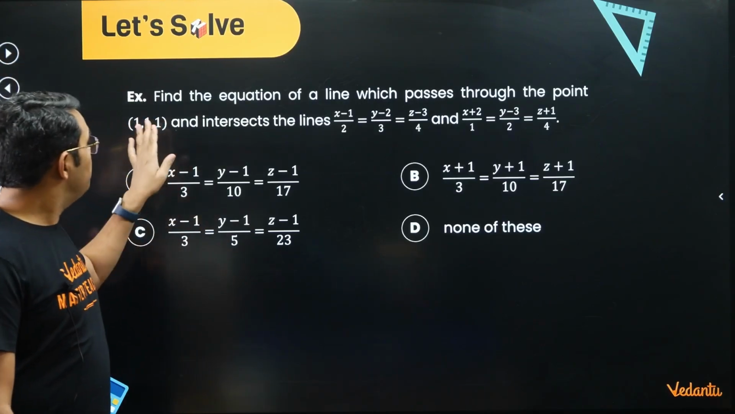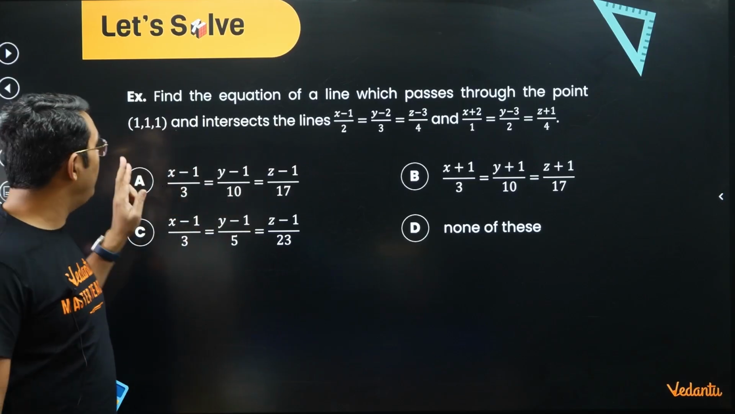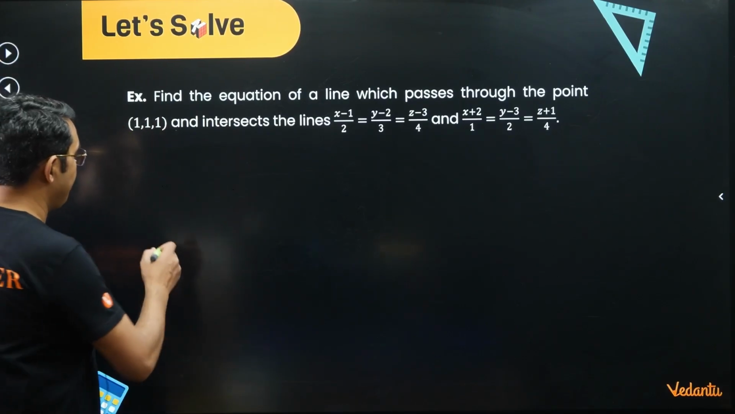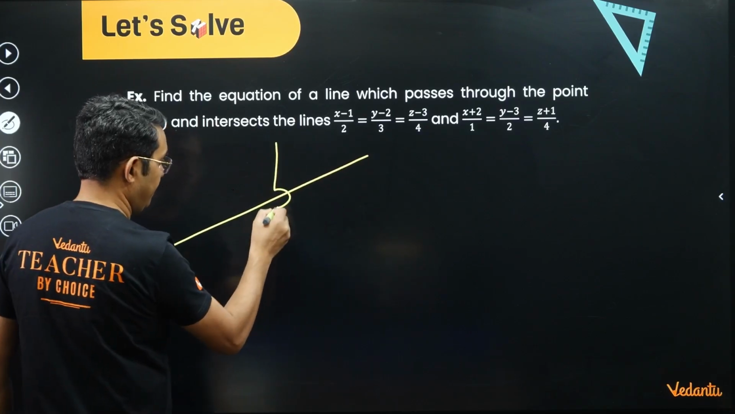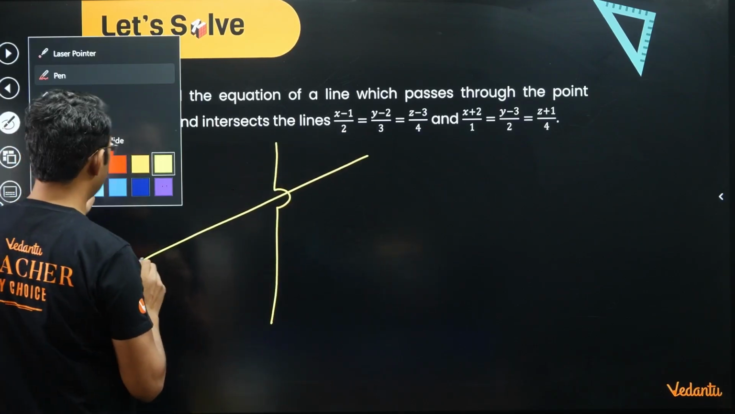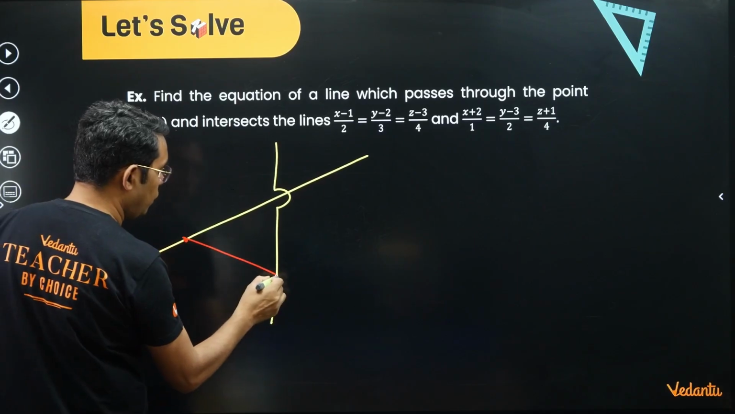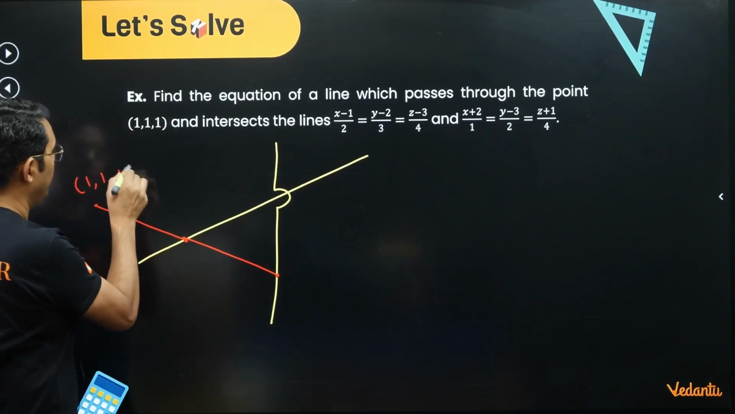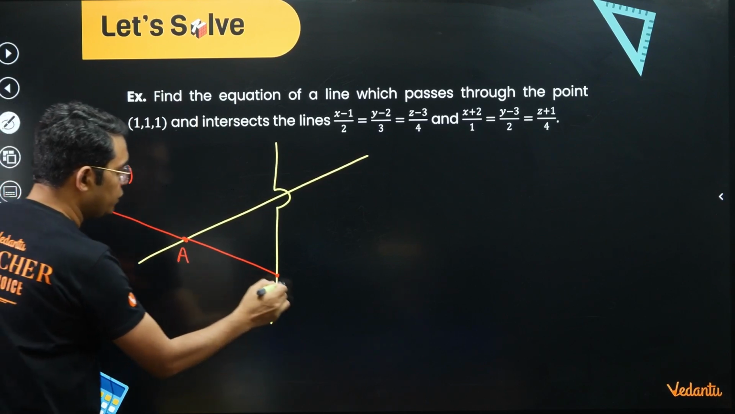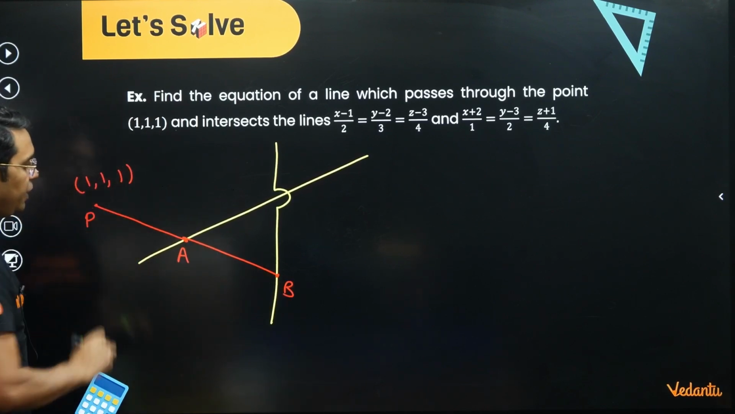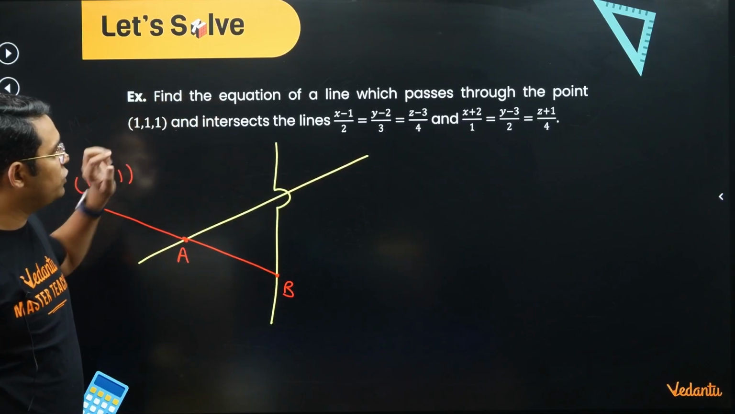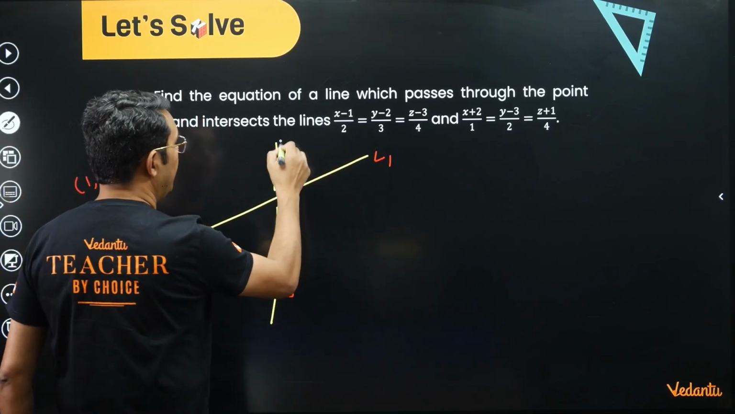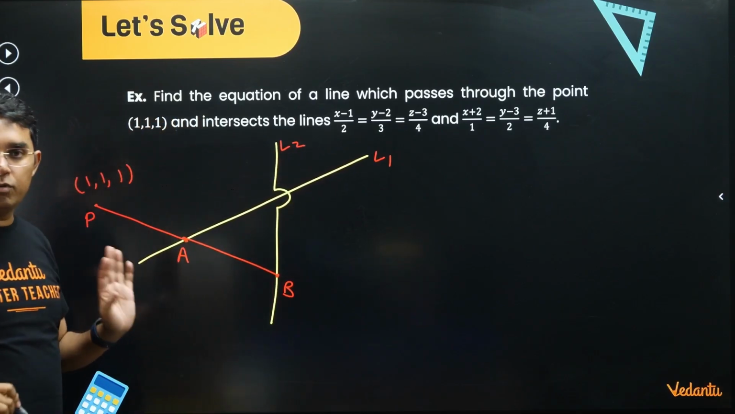Coming to this question, find the equation of a line which passes through the point 1, 1, 1 and intersects the line this and this. Now to do this question, I am assuming these two lines are skew lines, and 2 points on them joined are coming from 1, 1, 1. I think we are looking for the equation of this line PAB, the equation of the line which passes through 1, 1, 1 and intersects the lines, let's say L1 this and L2 this, and we have to find the equation of this PAB.